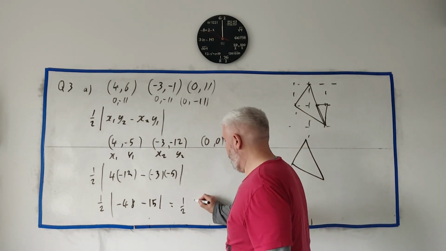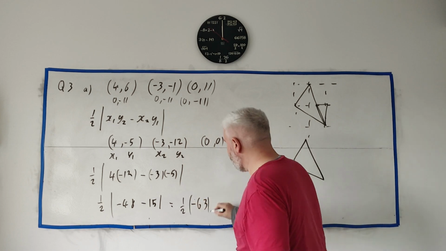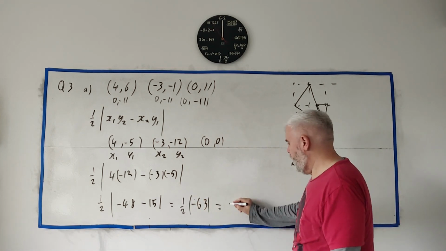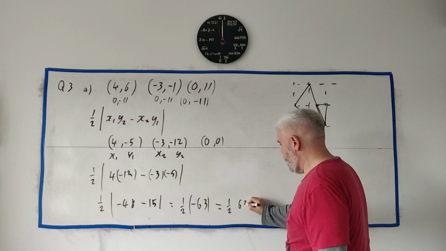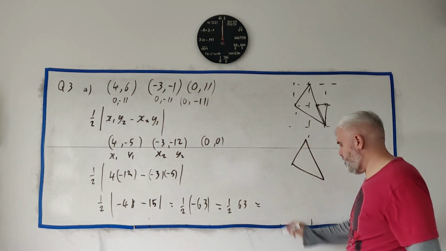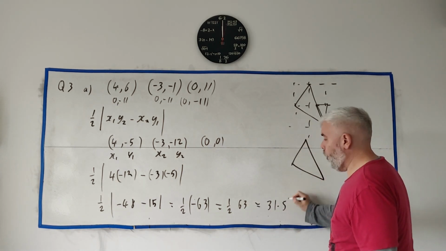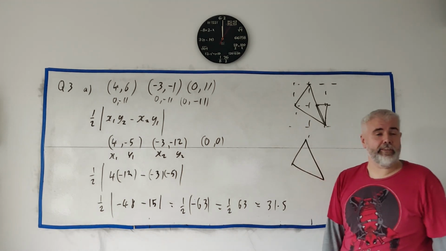A half of minus 63. Absolute value though, that also equals a half of 63, which equals our final answer of 31.5. That's the area of that triangle.